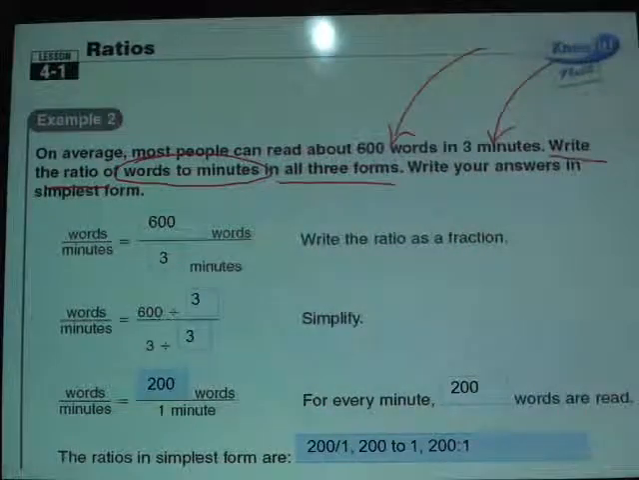Well, the question said simplest form, which is a good indicator that this guy can be reduced, and indeed it can. As you can see, you can chop 3 out of both 600 and 3. And when you chop 3 out of both 600 and 3, it reduces down to 200 and 1, respectively. So the simplest form of this guy is 200 over 1, or in other words, the average person can read about 200 words every minute. Writing the ratio in simplest form: 200 over 1, 200 to 1, and 200:1.